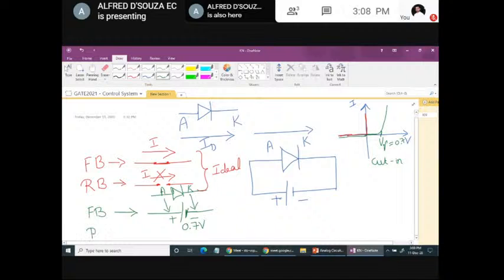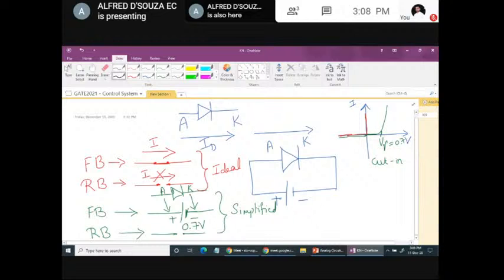And reverse bias, we don't worry much about the reverse biased diode. It is still represented as an open circuit. Okay, this is the simplified equivalent model. If you want more accuracy, then you can go ahead and use the piecewise linear model.